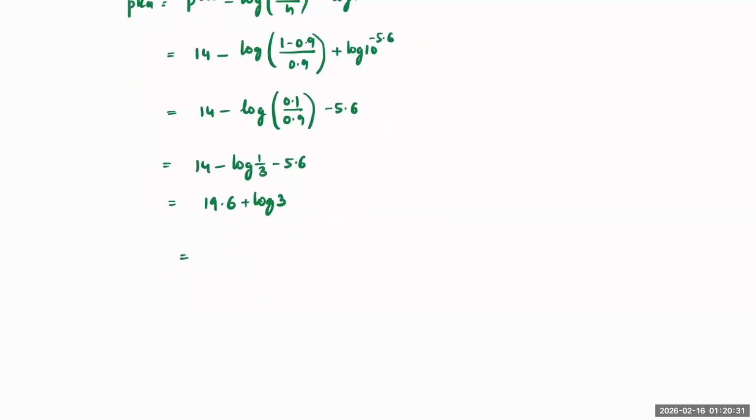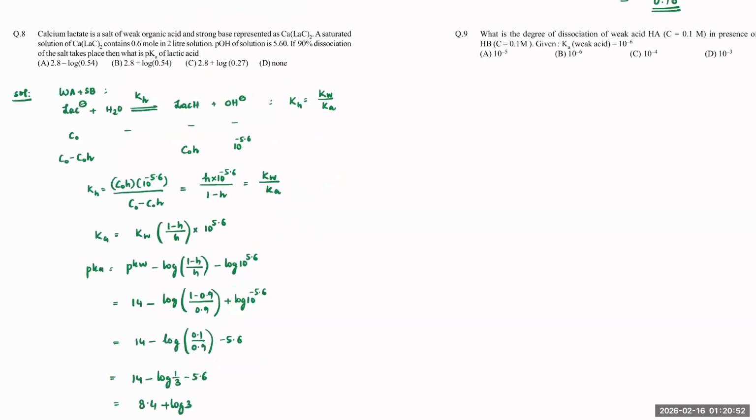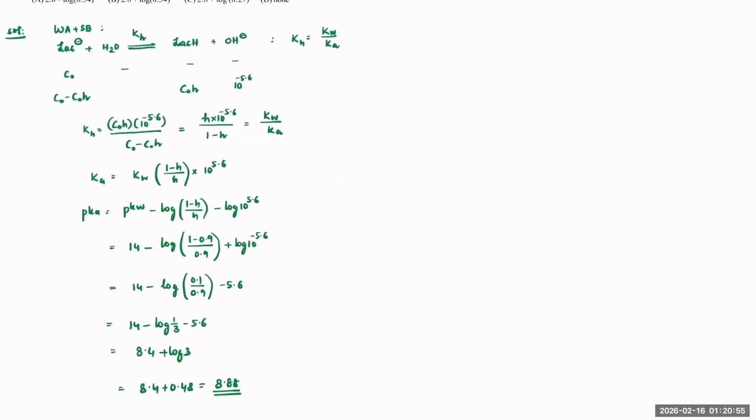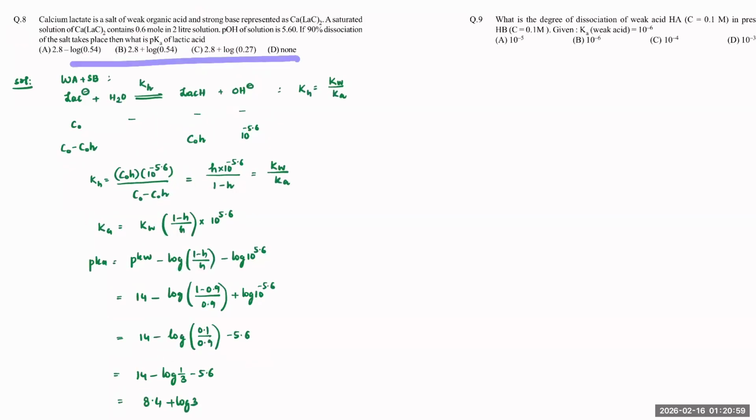Sorry, not 19. I have to subtract that. So that makes it 8.4. 8.4 plus log of 3. So 8.4 plus 0.48. So that makes 8.88. So that should be the pK value approximately. Or simply you can check out whichever is the possible value that is matching up here. Got it?